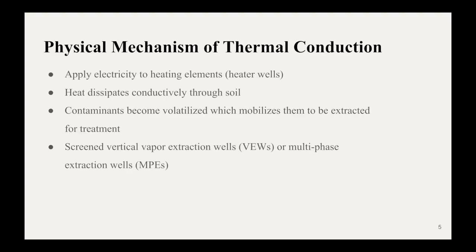So the first type of thermal remediation we will cover is thermal conduction. Thermal conduction includes the use of heating elements, which is usually heater wells, in the subsurface to heat the surrounding area that includes the contaminants. The heat will then dissipate conductively through the soil, which will then reach the target contaminants eventually. The heat will cause the contaminants to vaporize, which makes them much easier to capture and treat, and then to extract the contaminant vapors, screened vertical vapor extraction wells, or VEWs, or multi-phase extraction wells, MPEs, are set up.